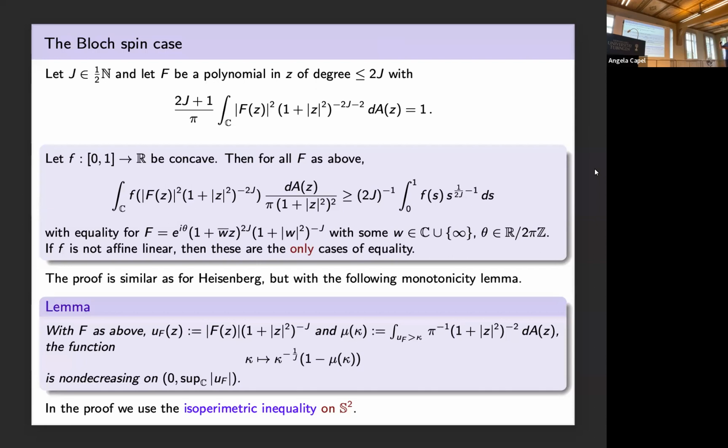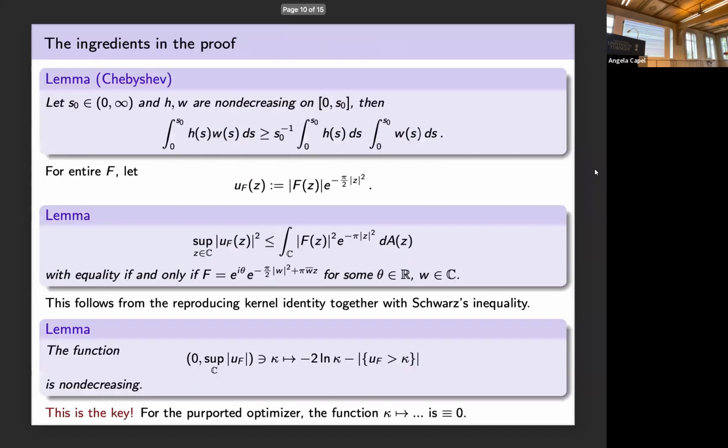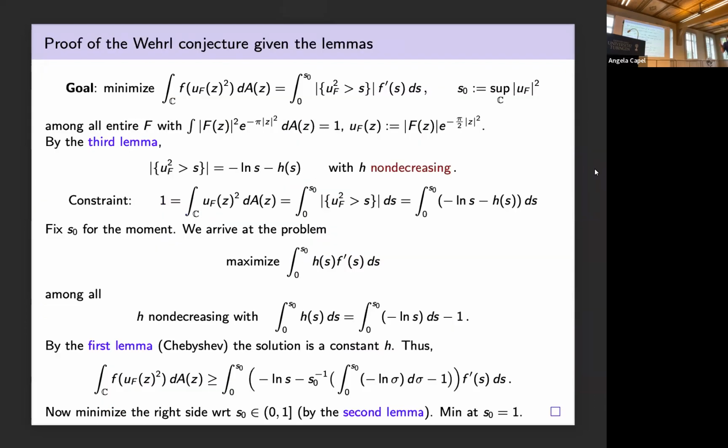So what I'm saying is, the case of the Glauber coherent states and the Bloch coherent states just differ in small details. It's a different function that you pull out. It's a different quantity for which you prove monotonicity. But apart from that, the general proof structure, using Chebyshev, using Schwarz, and using monotonicity, is still the same.